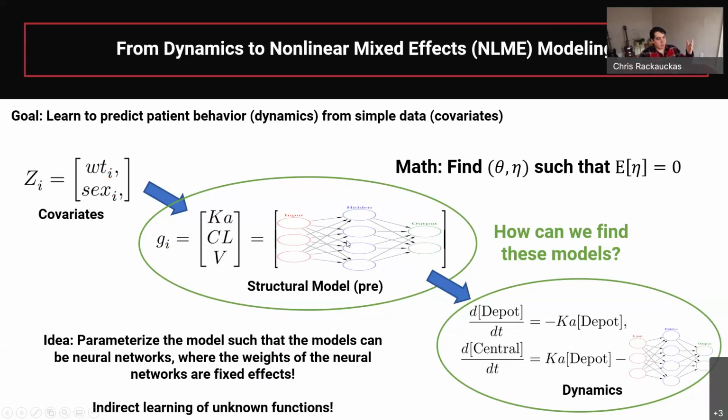And what you'd hope for is a yes or no: does this have a term in there that is related to sex? That would then tell you whether the clearance of the drug or the volume of the drug body are actually related to the sex covariate. And so this can let you learn causal models deep within different kinds of scientific models.